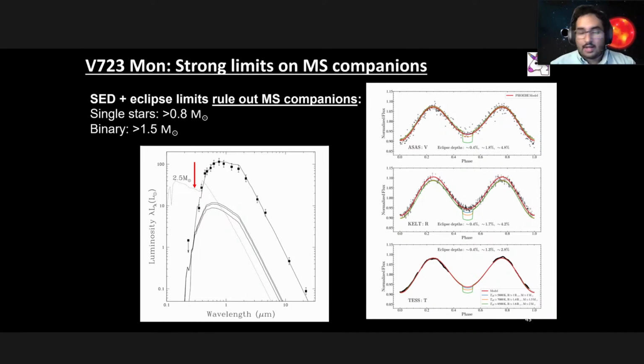plot. So based on the SED and these eclipse limits, we are able to stringently rule out single luminous companions with masses greater than about 0.8 solar masses and binary companions with masses greater than about 1.5 solar masses.